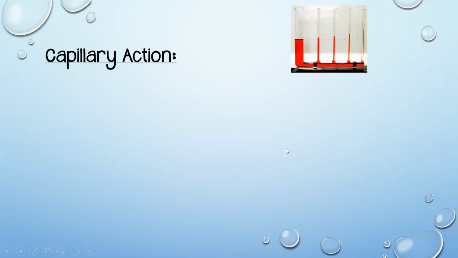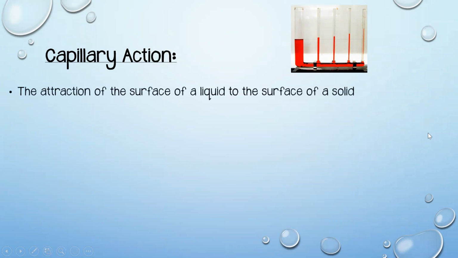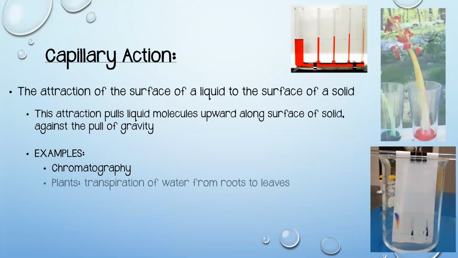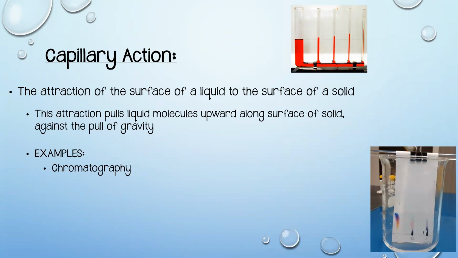Capillary action is another trait of liquids. Capillary action is when the surface of a liquid is attracted to the surface of a solid. Basically what happens is the liquid molecules are pulled upwards along the surface of the solid against the pull of gravity. So some examples: chromatography. You may have done this in elementary school or in forensics class. You have a liquid that moves up the paper away from the pull of gravity.